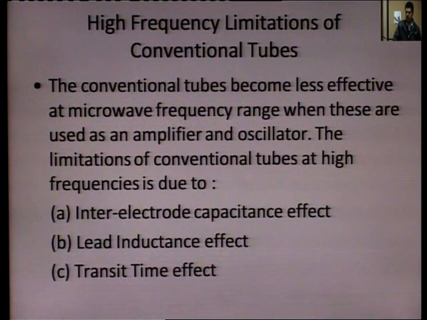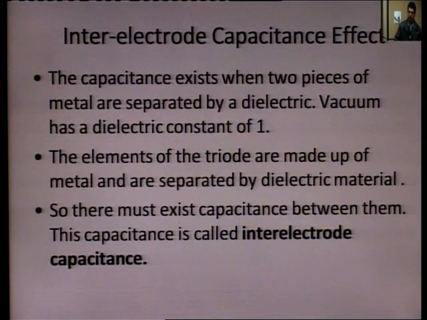The first factor is inter-electrode capacitance effect. Second is lead inductance effect. Third one is transit time effect. These are the three factors that are responsible for deteriorating the performance of vacuum tubes at microwave frequencies. So, first is inter-electrode capacitance effect.